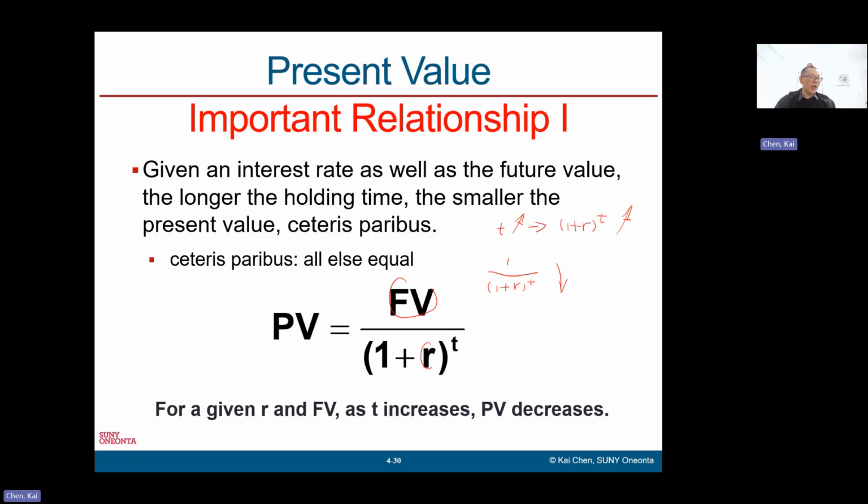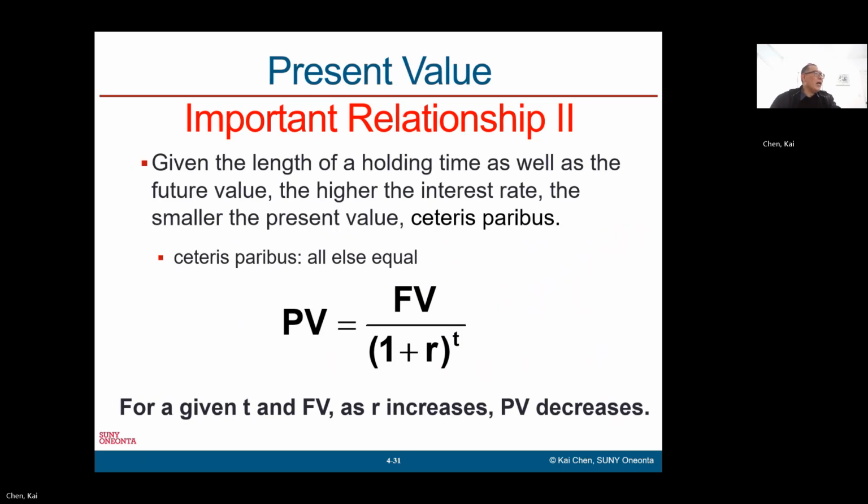So we can conclude with all other things being equal, as t increases, present value decreases, or in other words, with all other things being equal, present value is inversely related to t. Or simply speaking, as t increases, present value decreases, or vice versa, as t decreases, present value increases. All right, so that is relationship 1.